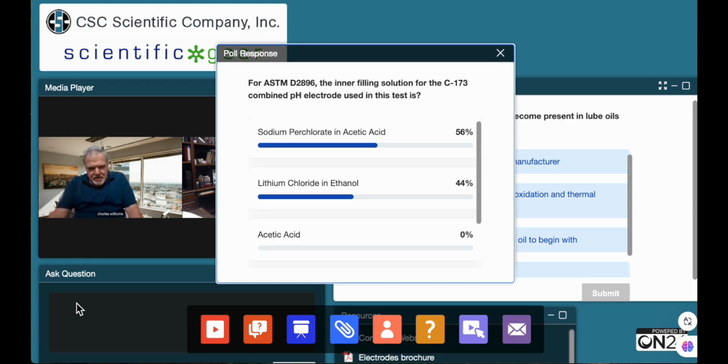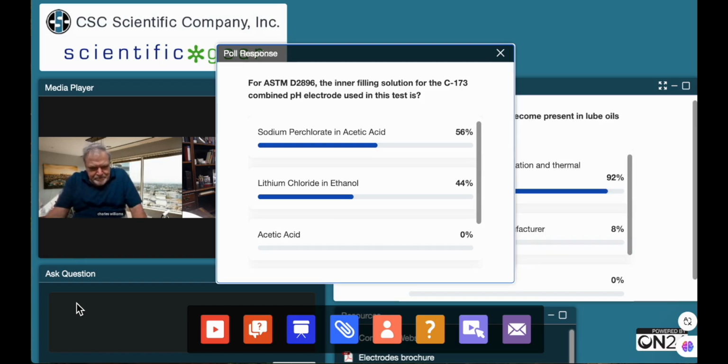Okay, here we go. The answer is they form as a result of oxidation and thermal stress. That is the correct answer. 92.3% of you got the right answer. It's added by the manufacturer, that's not the right answer. But if you got result of oxidation and thermal stress, you got it.